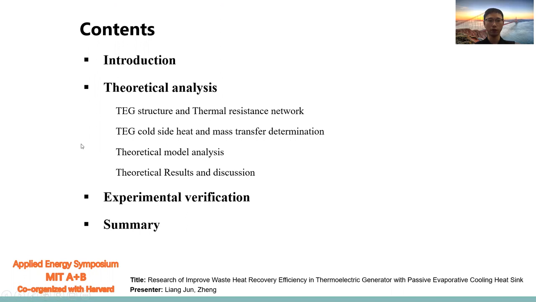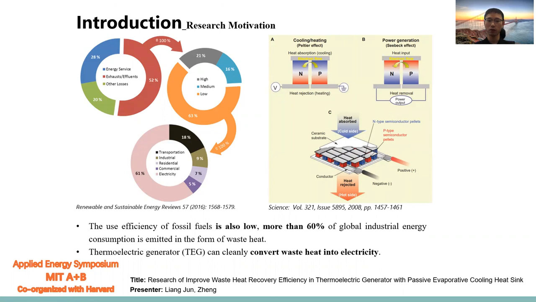I will start from four parts: introduction, theoretical analysis, experiment verification, and finally summarize my work. Actually, the use efficiency of the fossil fuel is very low. More than 60% of the global industrial energy consumption is emitted in the form of waste heat. But fortunately, the thermoelectric generator, which we call TEG, can cleanly convert the waste heat to electricity.